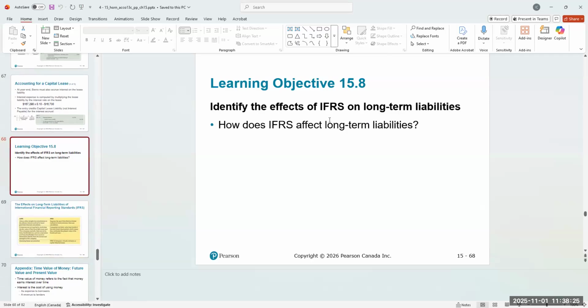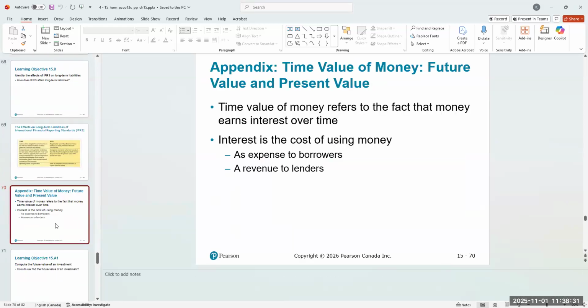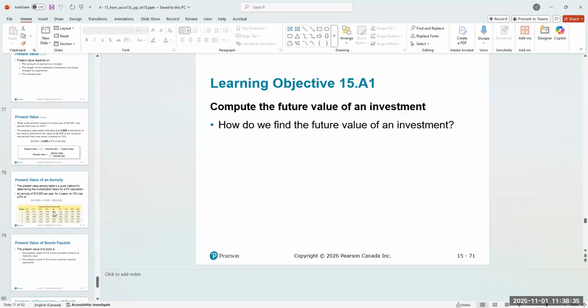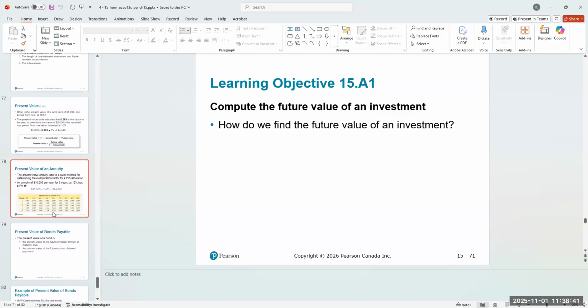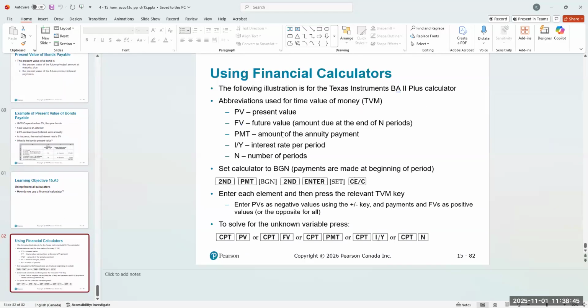Regarding the International Financial Reporting Standards, once you see the International Financial Reporting Standards, the appendix is for time value of money, which we already covered. Now, the only thing, if you're interested, on the time value of money slides, what you can do is use the financial calculator. This is the chart showing how to use the financial calculator.